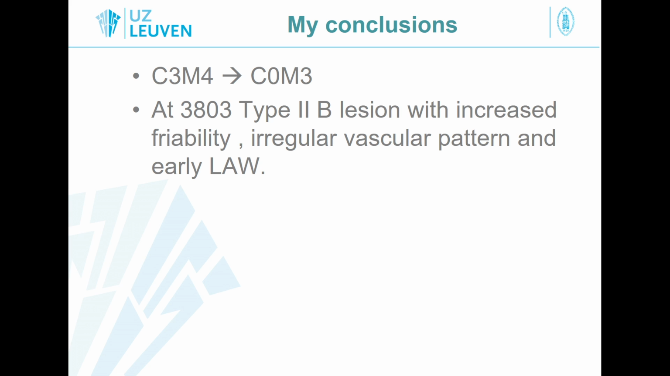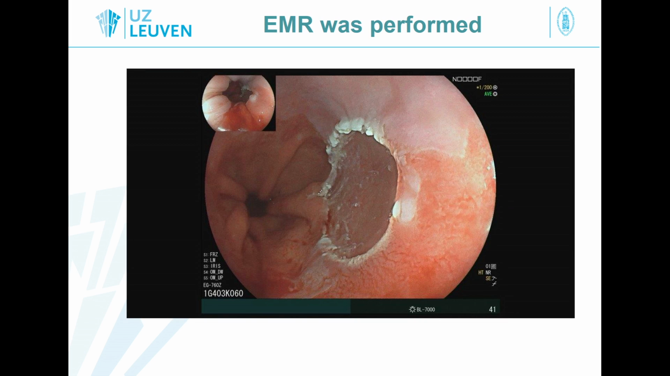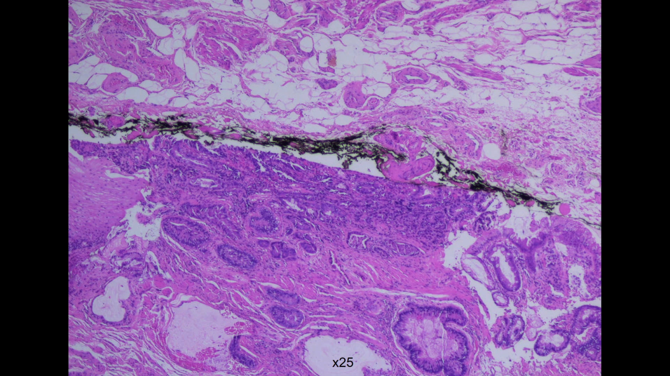My conclusion was indeed that we had to reclassify the prior classification, so it was a C0M3. And then I described this at 38, which was at the GEJ, 3 o'clock position. I could find a type 2B lesion with increased friability, irregular vascular pattern, and early loss of acetic acid whitening. This is also something very important that we try to emphasize with the Quality Improvement Committee of ESGE: use the correct terminology, use the Prague classification, and also locate and take pictures of what you see. So we performed an EMR of this, and then perhaps the pathologist can describe what they see.